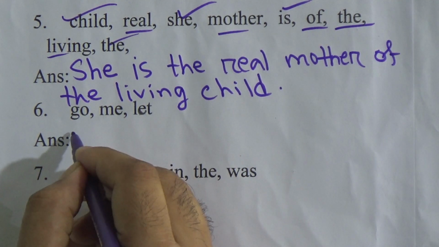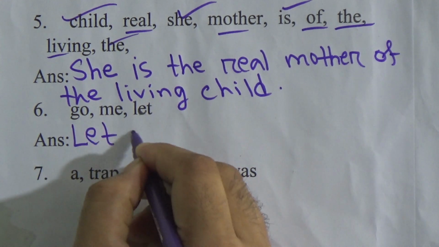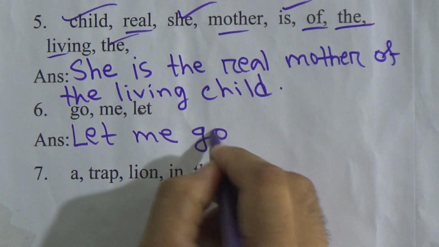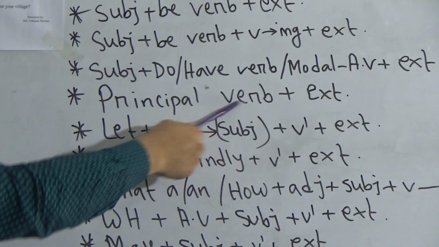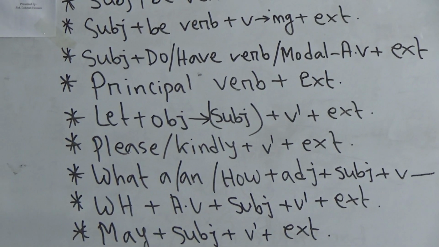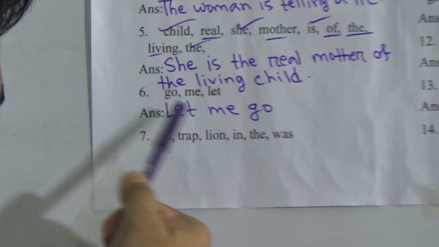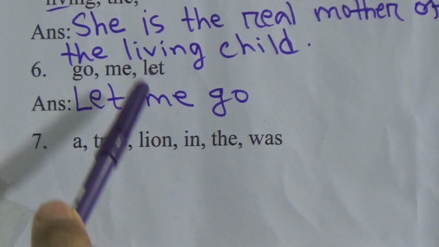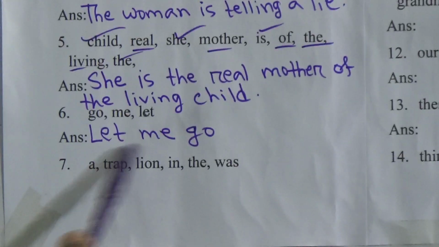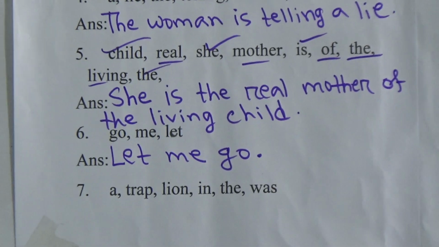Okay, now it's our imperative sentence. It starts by writing "Let me go." The rule is here: let first, then the objective form of the subject, then verb one. "Me" comes from I; it is the objective form of I. So after let, you can't write I, you must write the objective form. So, let me go. Finally give a full stop.